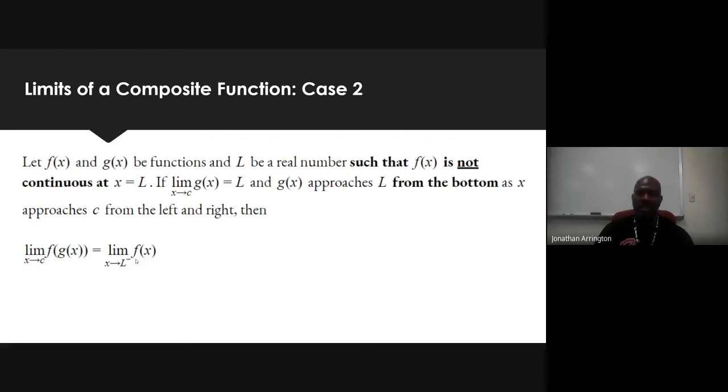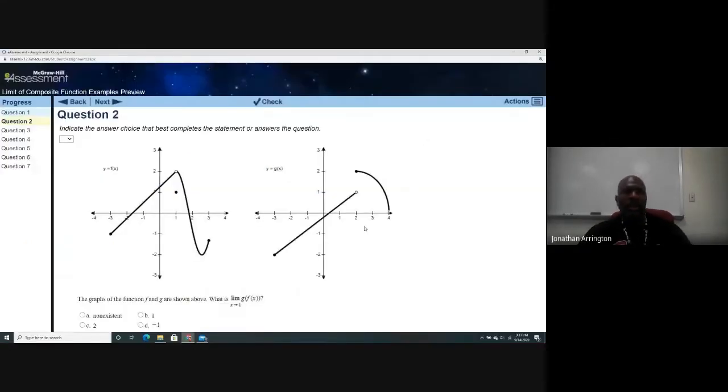So let's look at an example of case 2. All right, so here's an example of case 2. In this particular problem, we're finding the limit as x goes to 1 of g of f. So in this case, the inside function is f. Again, first thing I always do is take the limit of the inside function. So I'm going to take the limit of f as x goes to 1. This is the graph of f here on the left, and this is the graph of g here on the right.